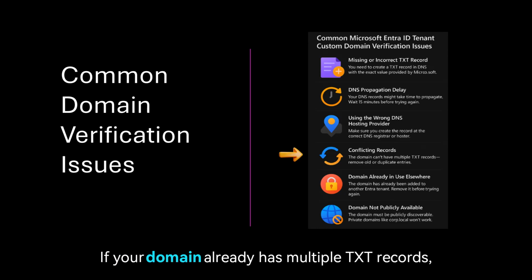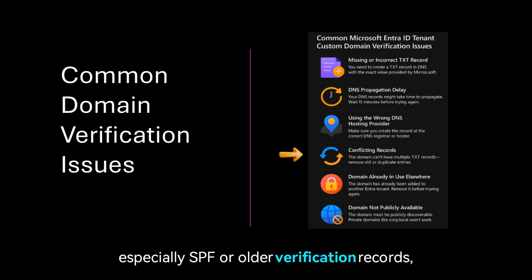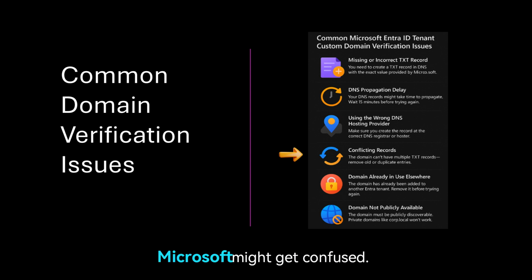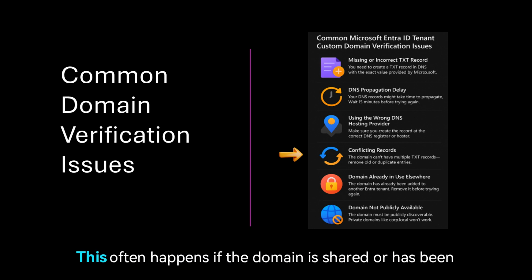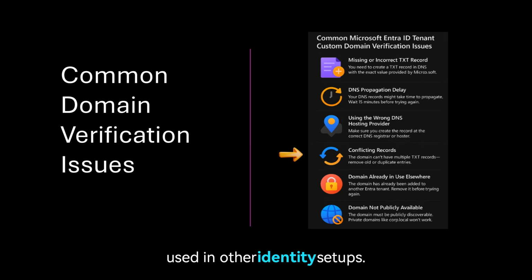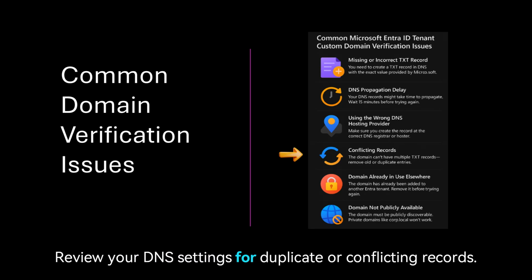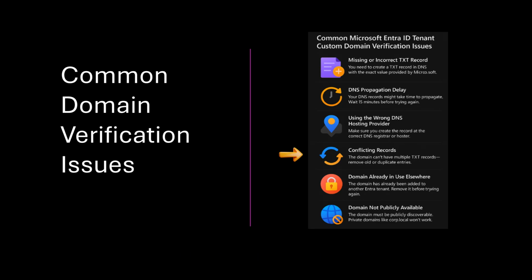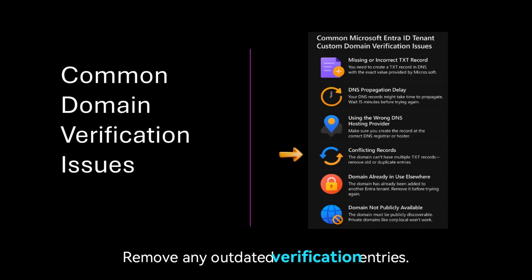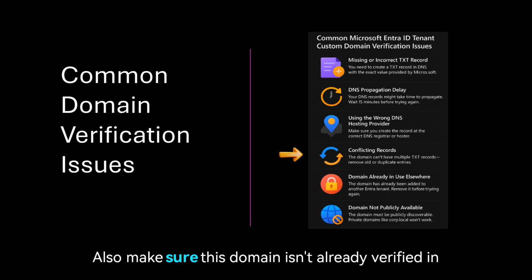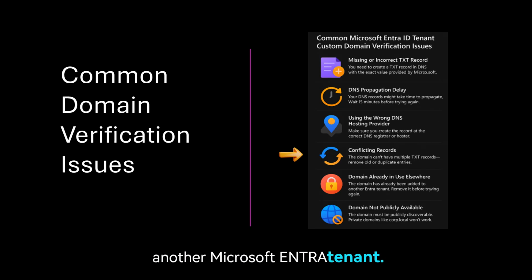If your domain already has multiple TXT records, especially SPF or older verification records, Microsoft might get confused. This often happens if the domain is shared or has been used in other identity setups. How to fix it? Review your DNS settings for duplicate or conflicting records. Remove any outdated verification entries. Also, make sure this domain isn't already verified in another Microsoft Entra tenant. One domain can only belong to one tenant.